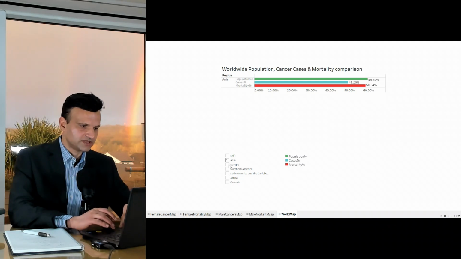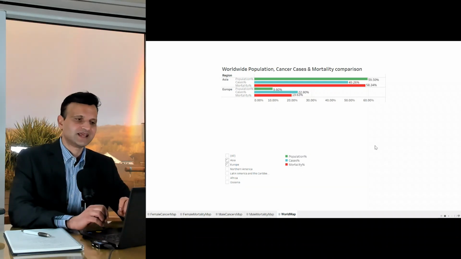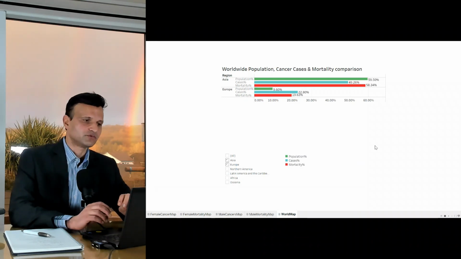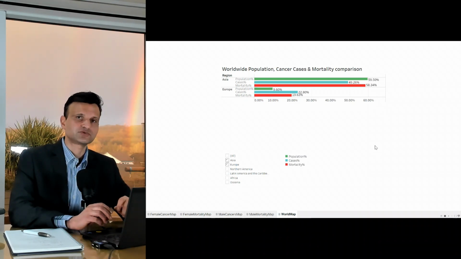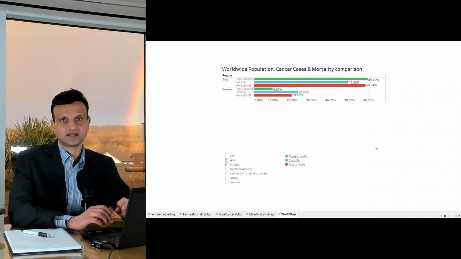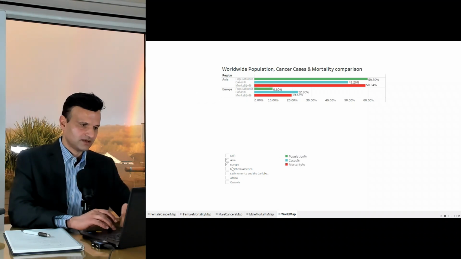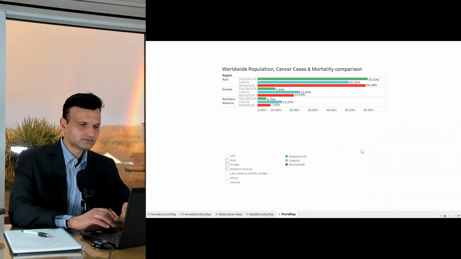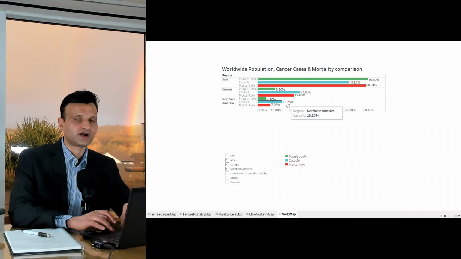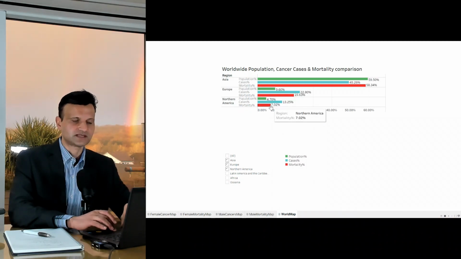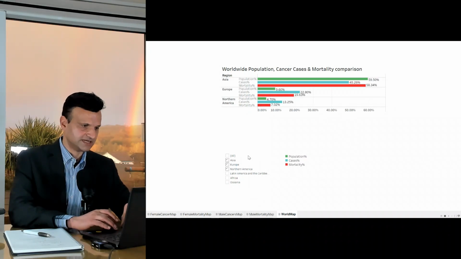If we compare this with Europe, the European population is only 9.6%. But if we look at the cases percentage, it is 22.8%, with mortality at 19.63%. Comparing with North America, the population is only 4.7%. But the cases are 13.25%, which is very high compared to the population, and mortality is 7%, which is less than European mortality and obviously Asian mortality.